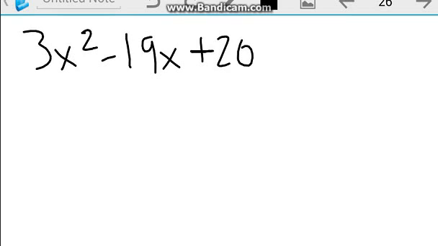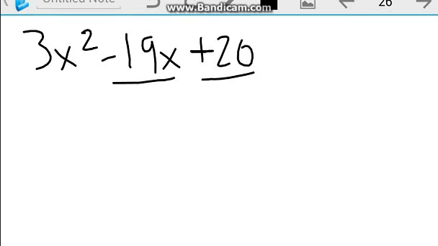With our sum product thinking, there are no factors of 20 that will add up to negative 19. I mean, think about it. For 20 you can only have 1 times 20, 2 times 10, and 4 times 5. And if the product is positive and they both have to be the same sign, you'll be left with 21, 9, and 12. So those factors don't work.